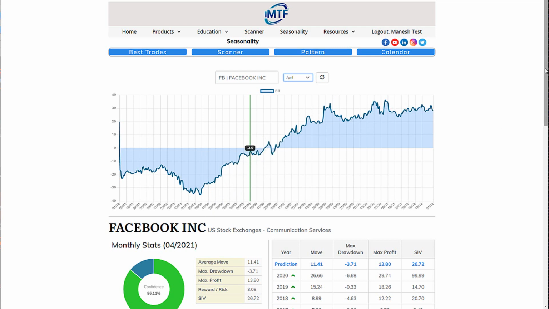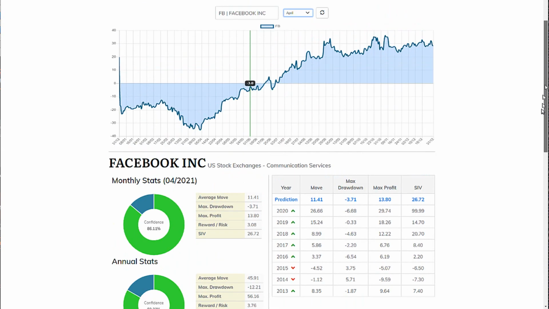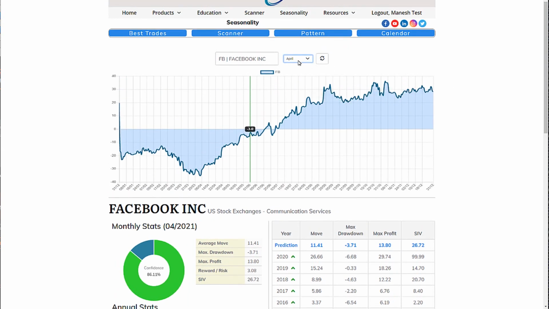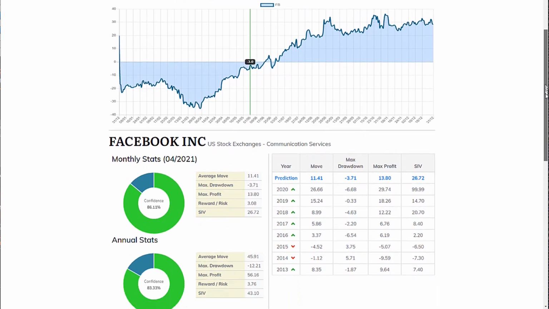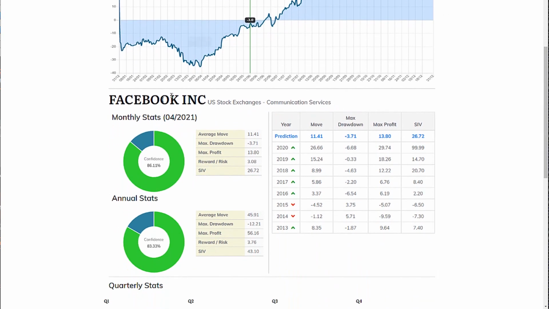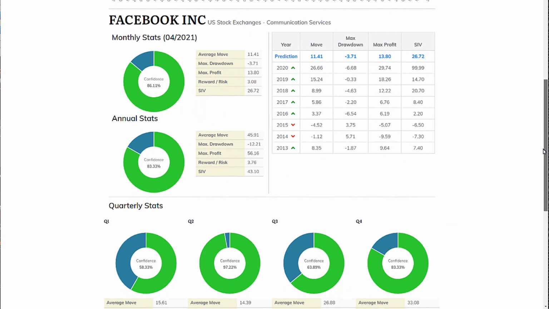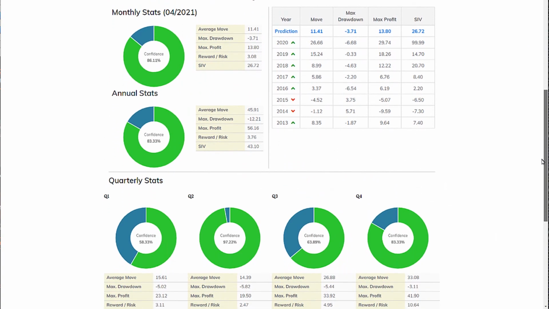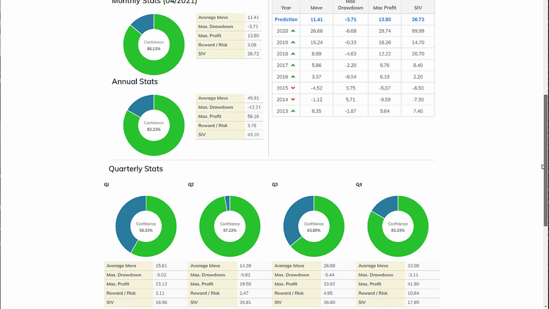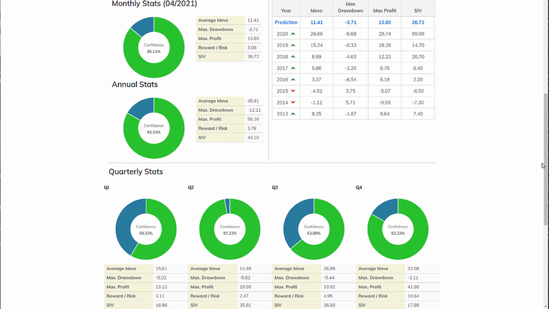The key information you want to look at is here. Remember, we chose April, which is the beginning of Q2, and there's a reason why I chose this one. If you look here, this gives you the monthly statistics, annual statistics, and then if you scroll down, this is the quarterly statistics for Facebook. We're just going to shrink this down to a point where you get all the data on one screen. Then you have the individual table here that shows you what's been going on each individual year.